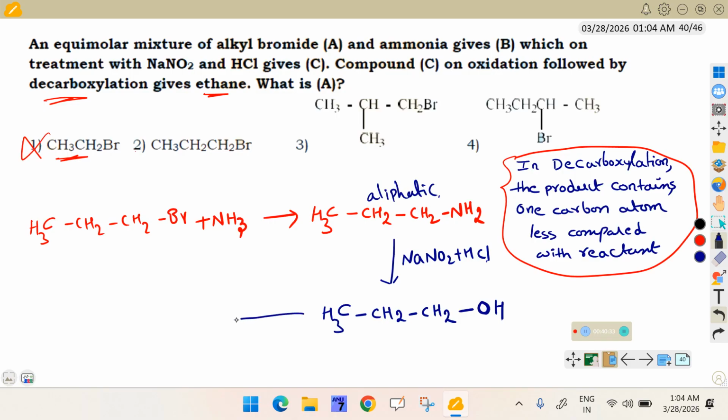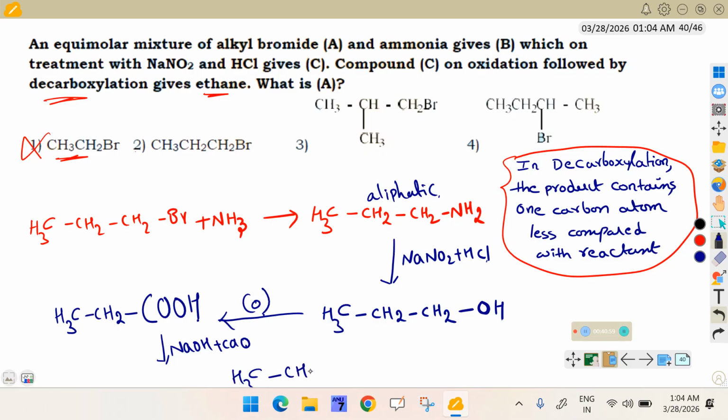Now alcohols undergo oxidation, then it gives carboxylic acid CH3CH2COOH. Yes, propanoic acid. It undergoes decarboxylation reaction with NaOH plus CaO. Then it gives product contains 1 carbon atom less compared with reactant. So it gives ethane. So correct option is second option.